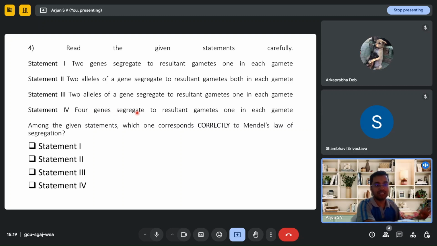So this is a pretty straightforward question. The answer is two alleles segregate to form gametes, one in each gamete. So if you have two alleles, one will go into the male and one will come from a female.